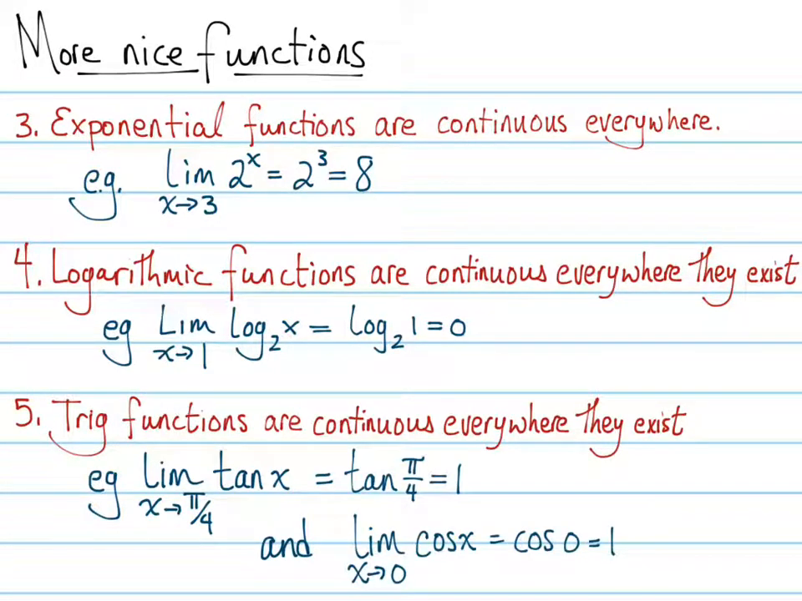Trig functions are continuous everywhere they exist. And so you can take the limit of tangent as long as you're not trying to take it at pi over 2. For that you have to do something else. And you could take the limit of cosine everywhere because cosine's defined everywhere.